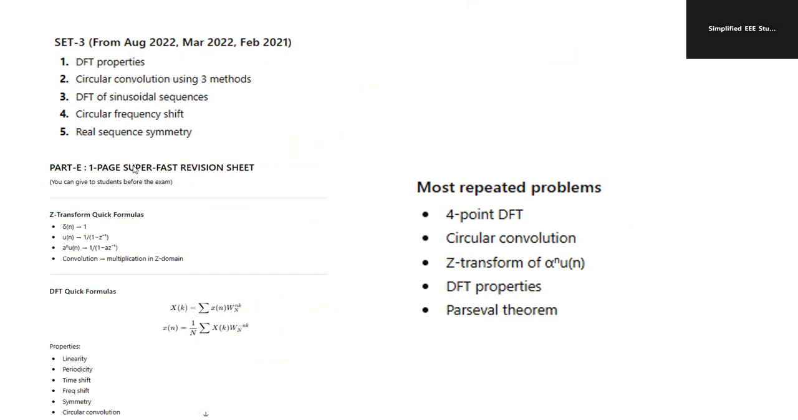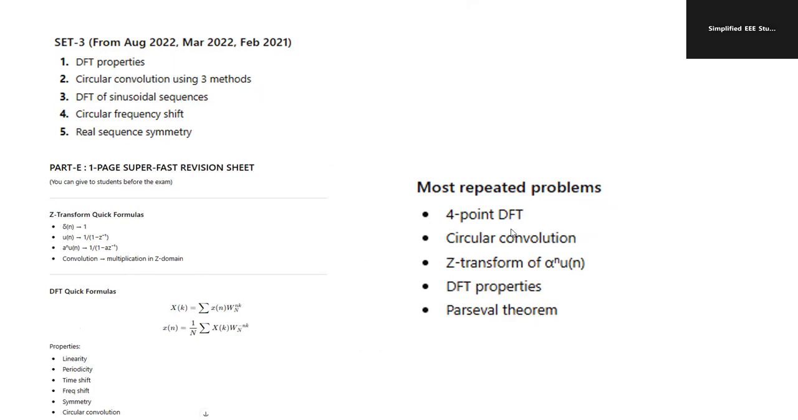With respect to the important formulas: Z transform of delta of n is equal to 1, of u of n is equal to 1 by 1 minus z to the power minus 1, and of a to the power n u of n is equal to 1 by 1 minus a z to the power minus 1. Those important formulas you can remember. The DFT formula is already given: X of k, that formula you can apply. X of n also you can use this formula. Properties: linearity, periodicity. These are the important formulas.